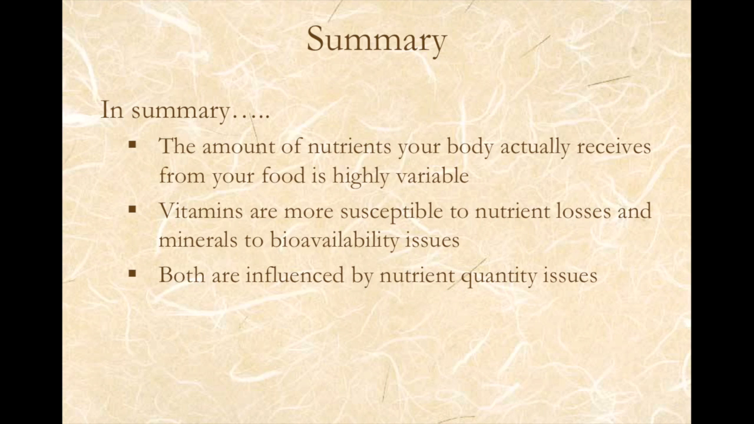All right, so let me just summarize what I've talked about here. The amount of nutrients your body actually receives from your food is clearly highly variable. We might look at a nutrient analysis table and it indicates that you get X number of milligrams and micrograms, but there is going to be variability based on all the things we've talked about. Vitamins are generally more susceptible to nutrient losses, and minerals are more susceptible to bioavailability issues. Both are going to be influenced by nutrient quantity issues.